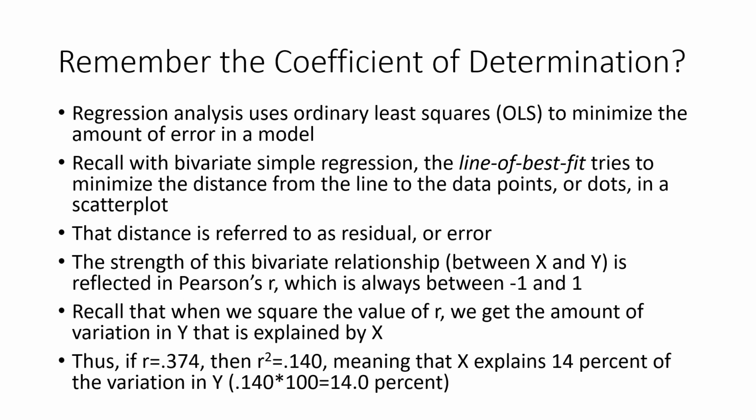So just to give you an example, if we get a Pearson's R value of 0.374 and we square 0.374, then we get a little r squared of 0.140. If we convert 0.140 into a percentage by multiplying by 100, what that means is that in this case, our x variable explains 14% of the variation in y. A similar logic holds in multiple regression, as you'll learn about in the next slide.